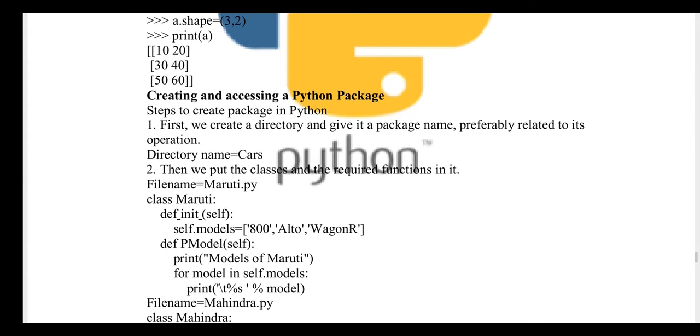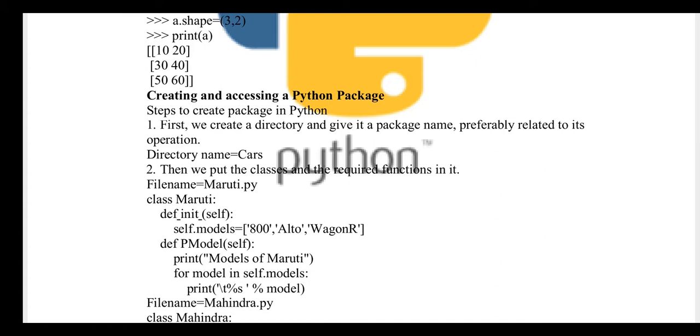Now, how to create and access a Python package. There are steps to create a package in Python. First, we create a directory and give it a package name, preferably related to its operation. So we specify the directory name as car, then we put the class and the required functions in it. The first file name is maruti.py.